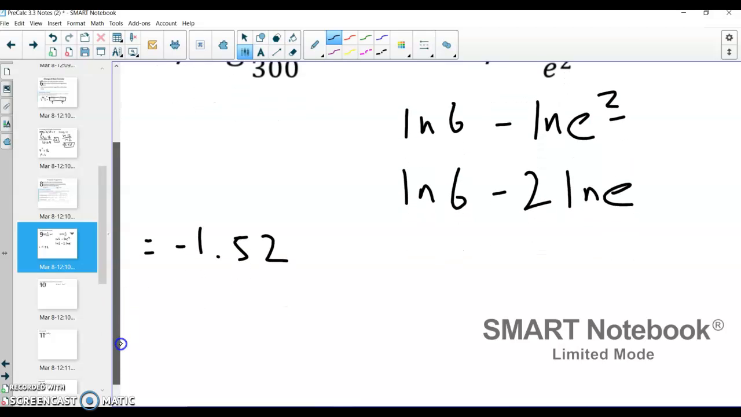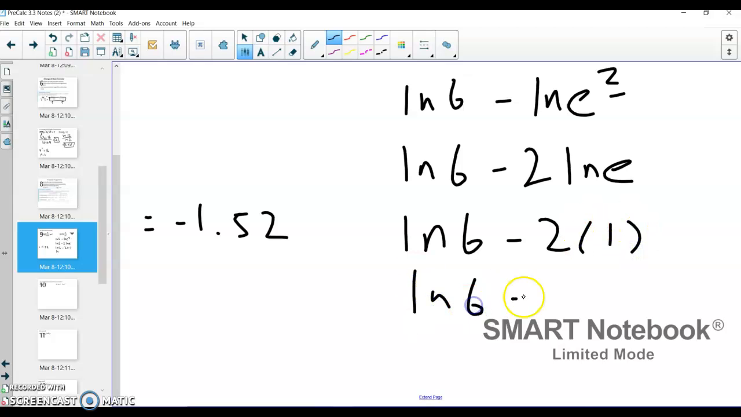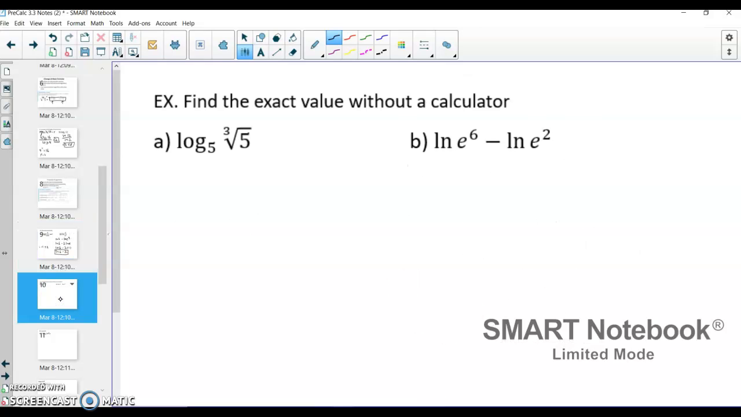And then I know that the ln of e really turns into 1, and so this is the ln of 6 minus 2 times 1, which is ln of 6 minus 2. And I could get the decimal, but for this one, I'm going to leave it as this. I could plug that in my calculator, but again, I'm just leaving it as that. Let's see some more here.